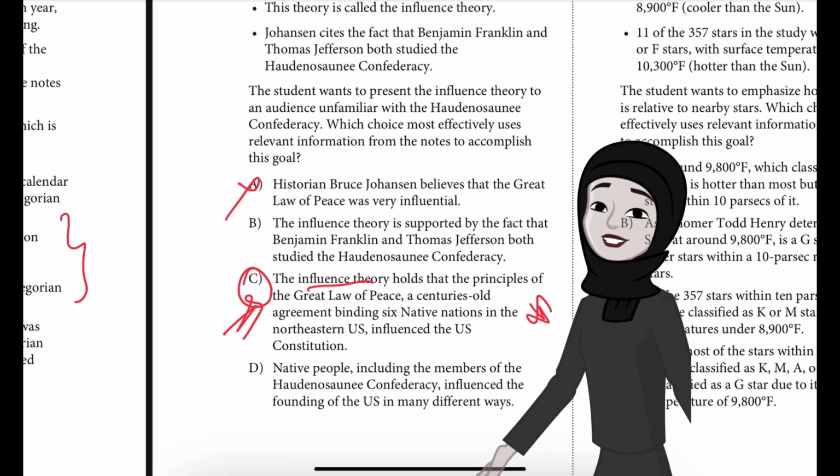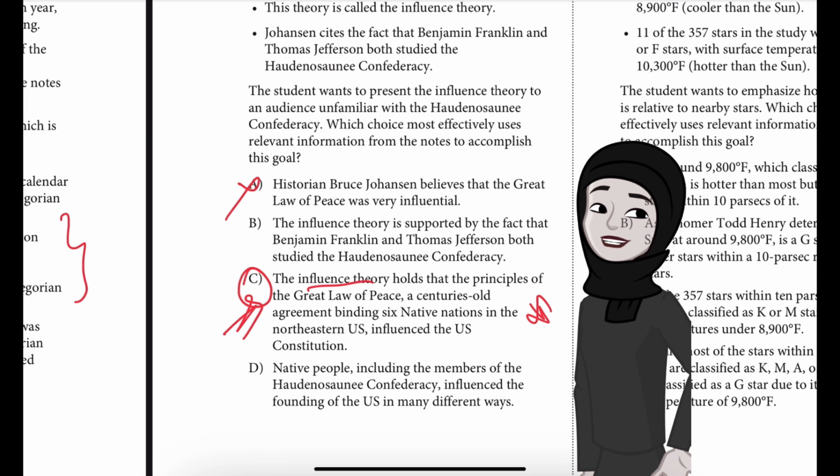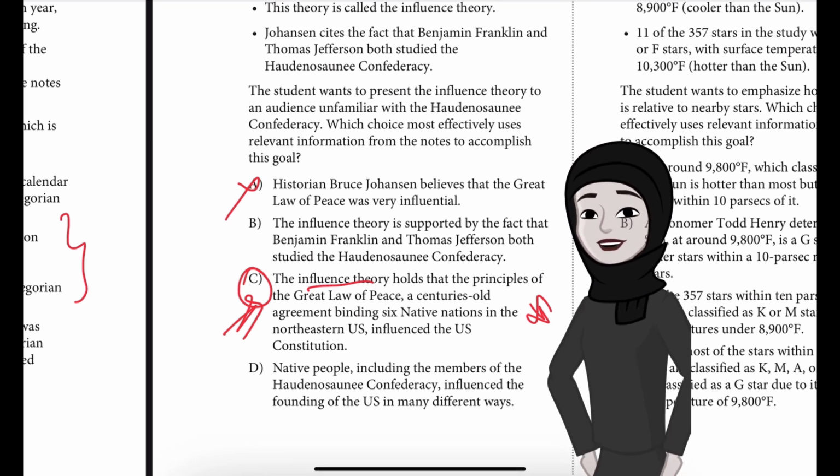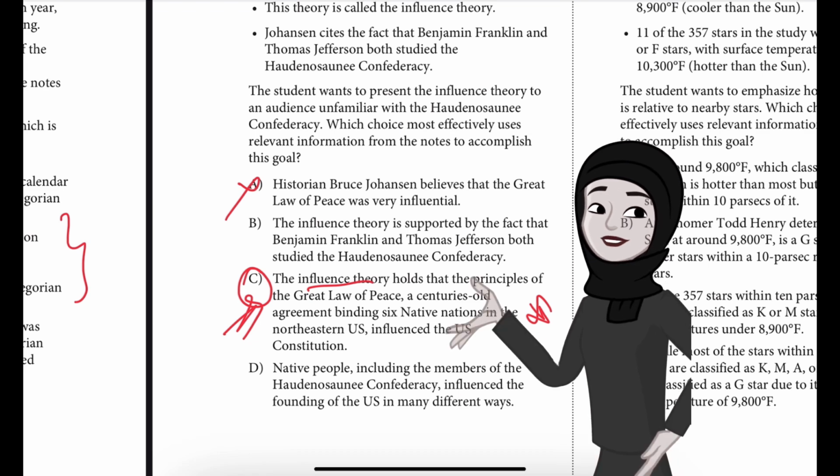This one just says historian Bruce Johansen believes that the Great Law of Peace was very influential. This sentence broadly emphasizes Johansen's ideas about the Great Law of Peace. It doesn't identify the influence theory or effectively present it.